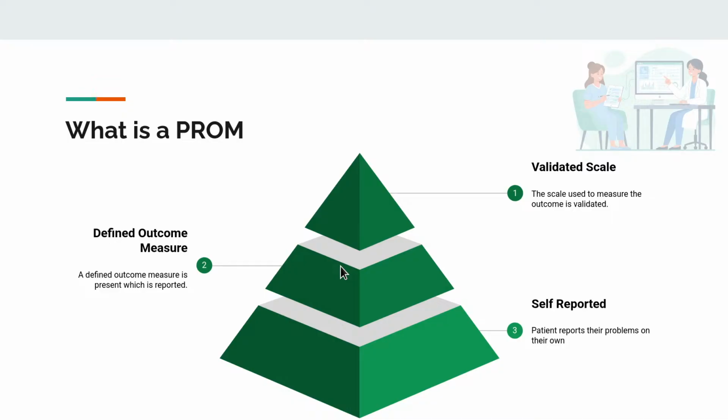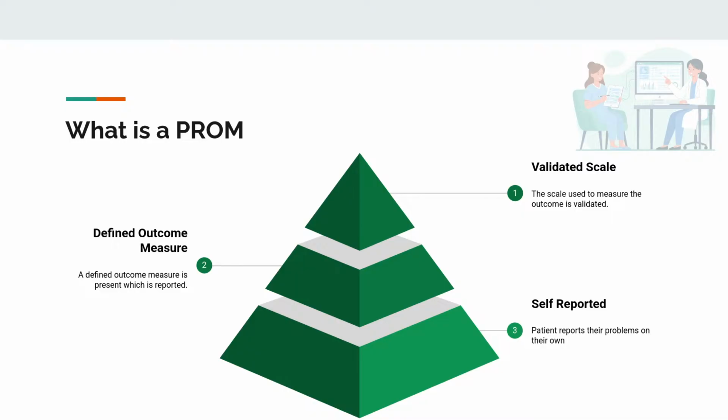So a patient reported outcome measure is anything that is reported by a patient, and many of you would have used patient reported outcome measures in your practice like quality of life measures and so on. But there are three defining characteristics which make up a patient reported outcome measure. The first, of course, is that this measure needs to be self-reported. It cannot be reported by somebody else.